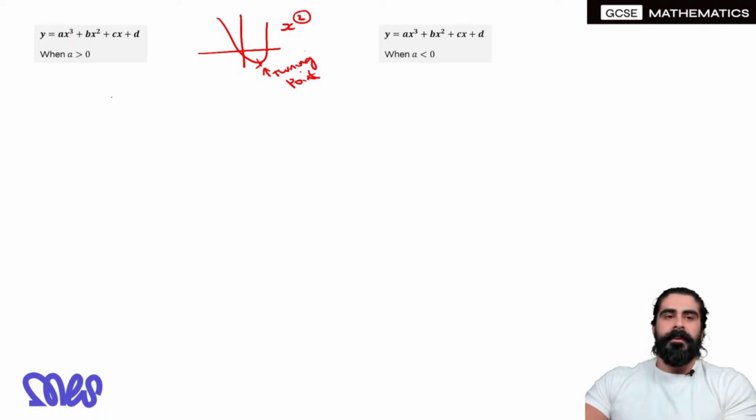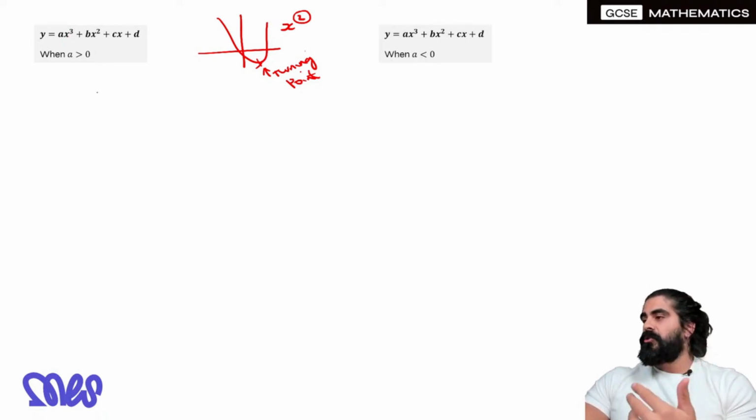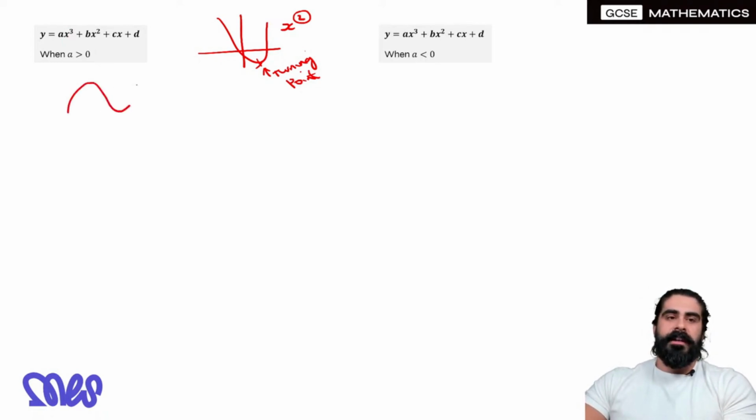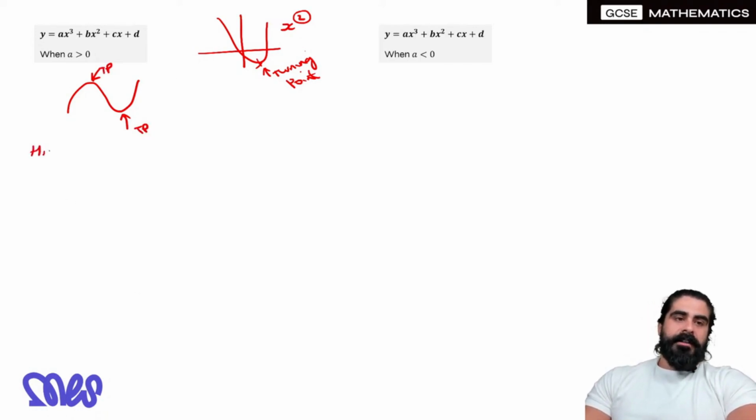A curve that has two turning points basically looks like this. There's one turning point there and one turning point there. So just remember the rule: you do the highest power, subtract 1, equals the number of turning points.